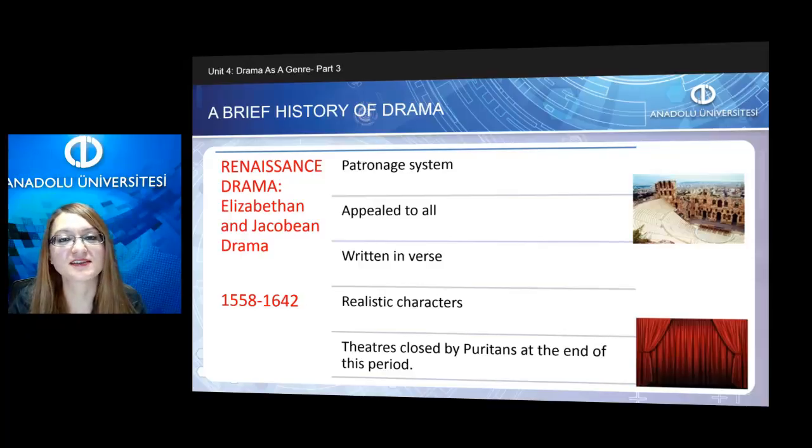Most of the plays were written in verse in this period, and the characterization was very realistic. By the end of this period, theaters were closed by the Puritans because they were considered to be the places of immorality.